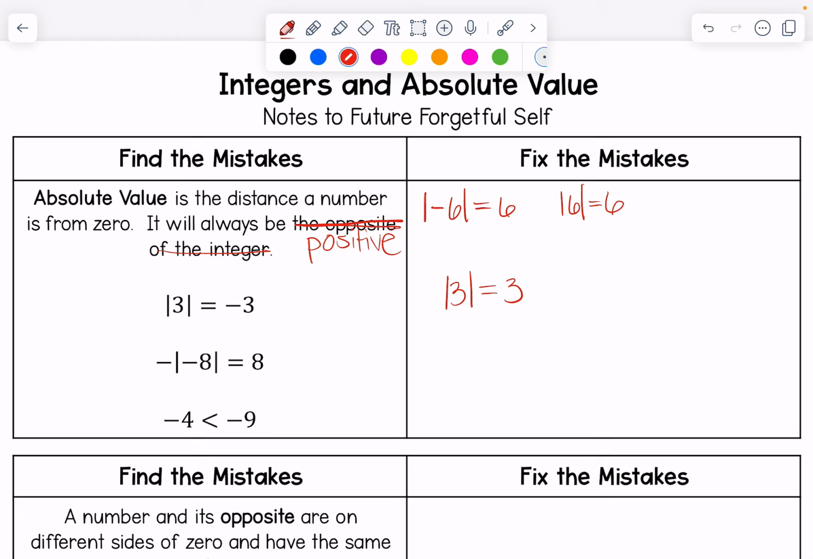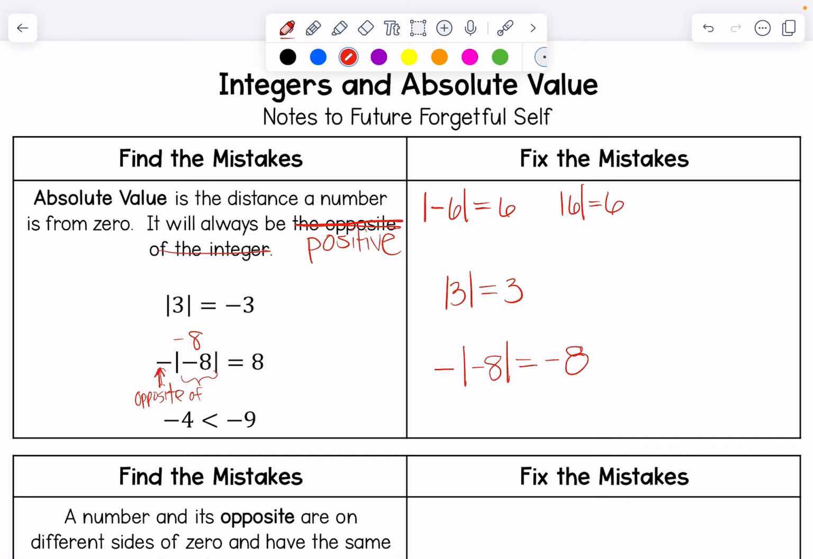This next one's a little tricky. We have the absolute value of -8, but then we have this extra negative sign, or another way to read that is opposite of. So this is like the opposite of the absolute value of -8. The absolute value of -8 is 8, and then the opposite of that would be -8. Because that extra negative sign is on the outside of those brackets, this becomes -8.